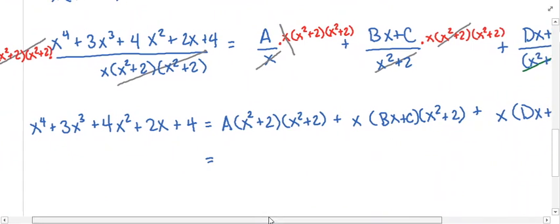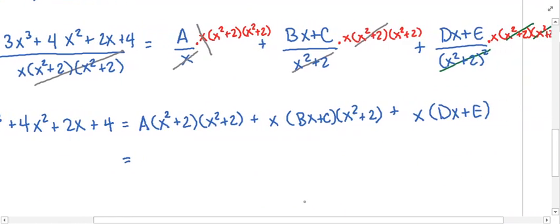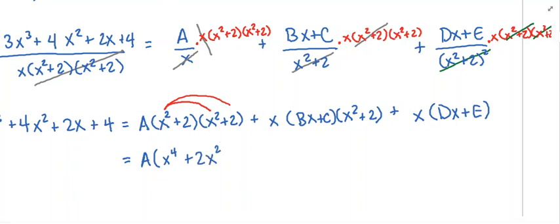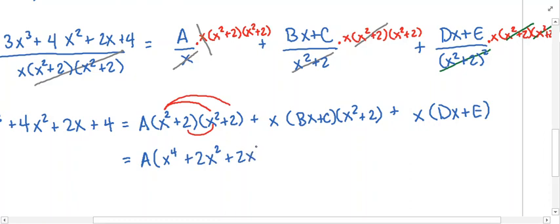I'm not going to keep writing the left side. I'm just going to work on the right-hand side and leave the left side alone. So I'm going to leave the a out front, and then I'm going to multiply out the x squared plus 2 times itself. This is going to give us x to the 4th plus 2x squared plus another 2x squared plus 4.